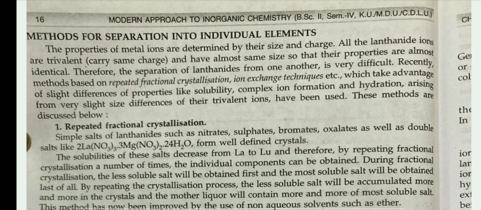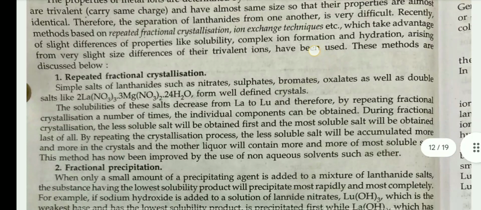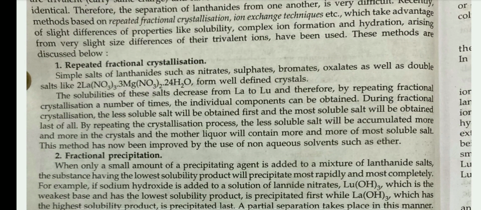Repeated fractional crystallization. Simple salts of lanthanoids such as nitrates, sulfates, bromates, oxalates as well as double salts form well-defined crystals. The solubilities of these salts decrease from La to Lu, and therefore by repeating fractional crystallization a number of times the individual components can be obtained. During fractional crystallization, the less soluble salt will be obtained first and the most soluble salt will be obtained last of all.